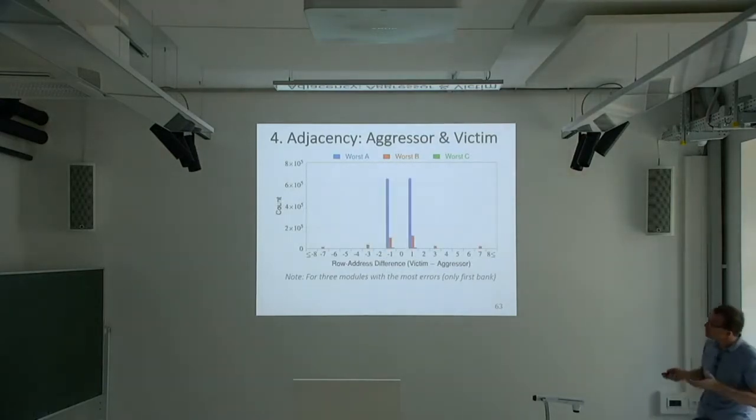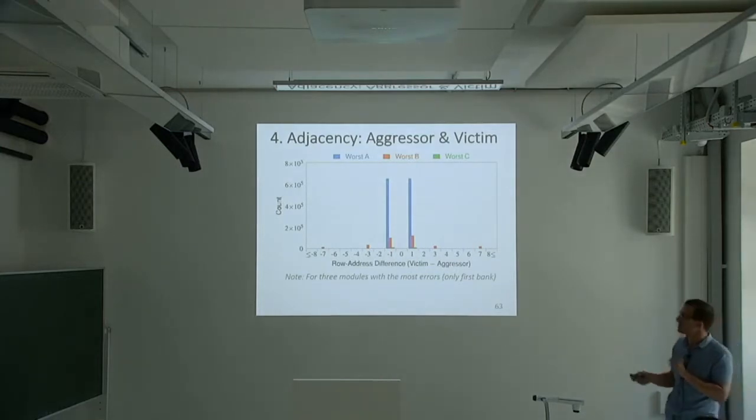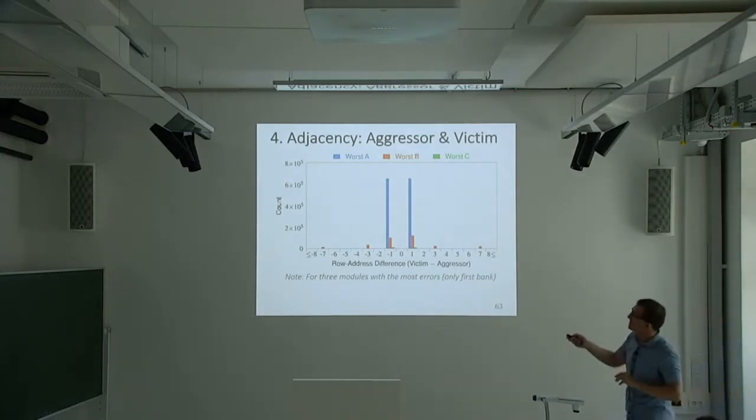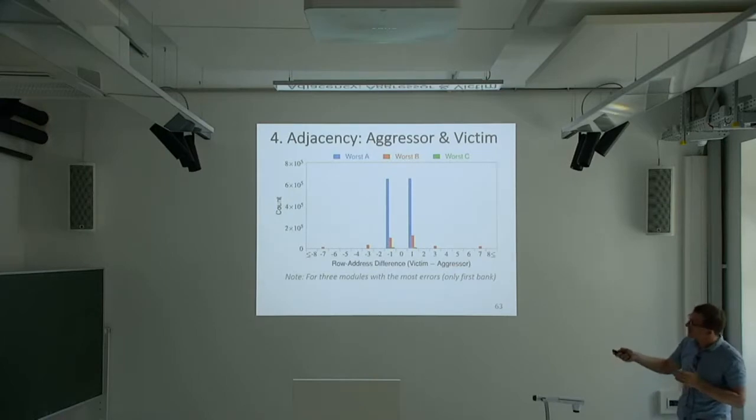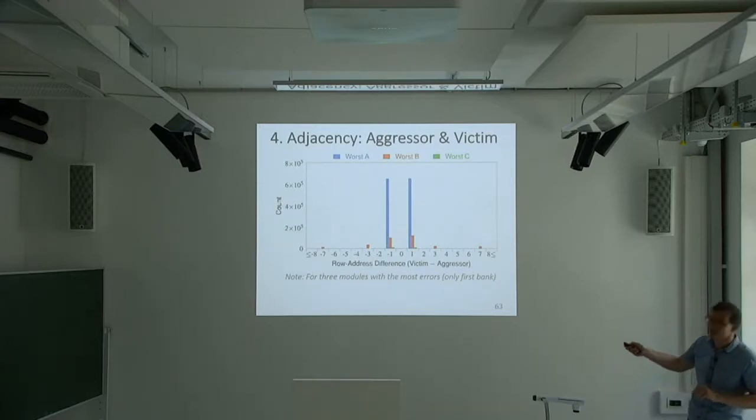So it turns out these are the worst chips from each of the manufacturers. It turns out for this particular manufacturer, there's not a lot of remapping. Most of the addresses are adjacent. Victim and aggressors are adjacent to each other. But some other manufacturers, like this one, most of them are adjacent again, but there are some cases where the logical distance between the address of the victim and the aggressor are 3 apart. There are some cases, there are 7 apart.